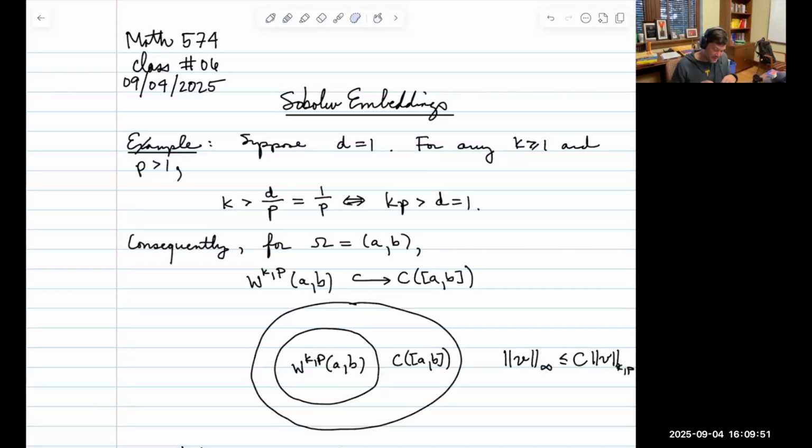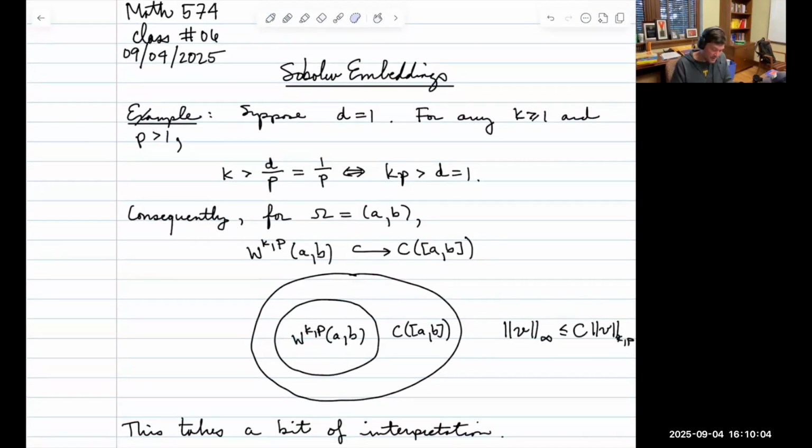And we started off with this one. We finished with this one last time, but I said at the very end, there's some interpretation to do here, and I want to go into depth on that interpretation in this example. So we're looking at the case where D is equal to 1, so one dimension. K is greater than or equal to 1, so the number of derivatives in the W^{K,P} spaces is going to be 1 or 2 or higher. And P, the value of our L^P spaces, should be strictly greater than 1.